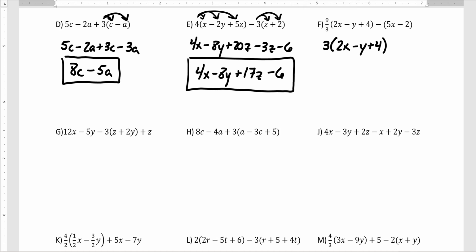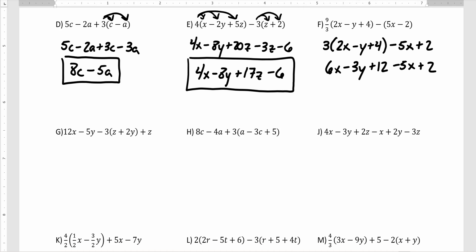And let's go ahead and distribute this negative. So I'm going to have negative 5x, I'm going to have positive 2, because if I'm subtracting a negative, I'm really adding that positive. So 3 times 2x is 6x, 3 times negative y is negative 3y, 3 times 4 is 12, and I have minus 5x plus 2.